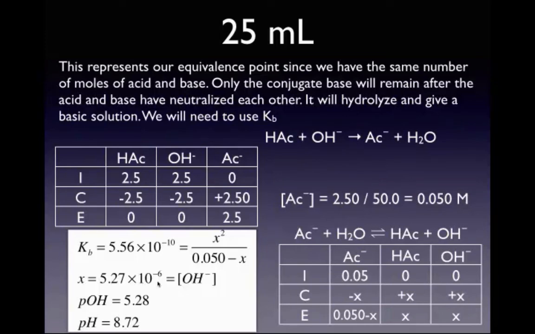So here we see at the equivalence point, because I had a weak acid and a strong base, when they neutralize each other, what I end up with is a weak conjugate base, and that leaves me with a basic solution. Here the pH is 8.72, which is in fact a basic pH. Now the one thing we want to keep in mind here is that these 2.5 millimoles of acetate ion in solution contribute 5.27 times 10 to the minus 6 molar hydroxide ion in that solution. We want to keep that in mind for the next titration part.